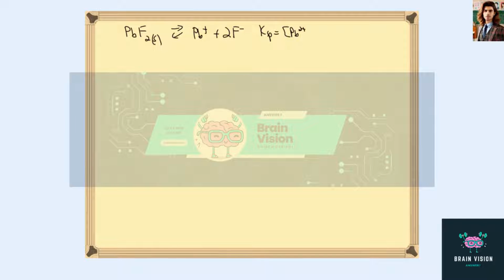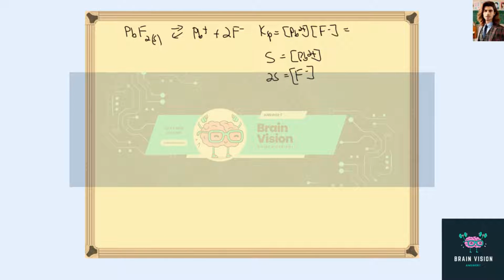If there's no other source of lead-2 plus and no other source of fluoride, then we can say the molar solubility will be equal to the lead-2 plus concentration, because every mole of the solid that dissolves in a liter will give us 1 mole of lead-2 plus in a liter. But the fluoride concentration, because we get 2 of them for every one of the compound, will be equal to 2S.